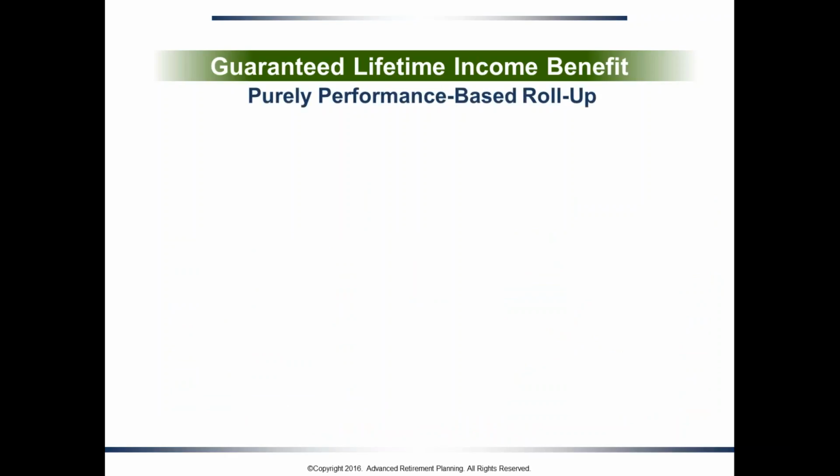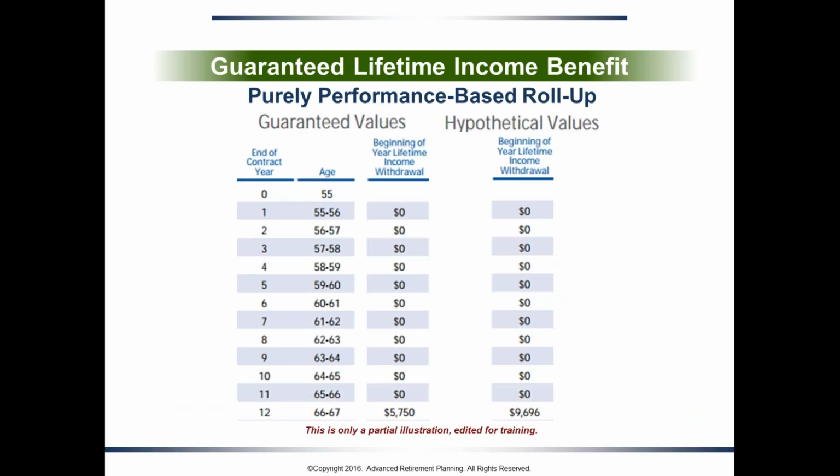Okay. When we have a purely performance-based roll-up, and in the case of this one, which is again an Athene product, all guarantee, and most of them do. As we see here, that small guarantee at age 66, 67 is $5,750, significantly lower than the fully guaranteed rate at $9,300, even significantly lower than the partially guaranteed worst case scenario, which is a little over $7,000, right? And could go as high as $9,696.